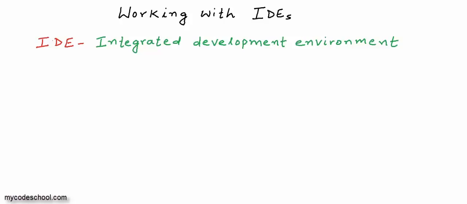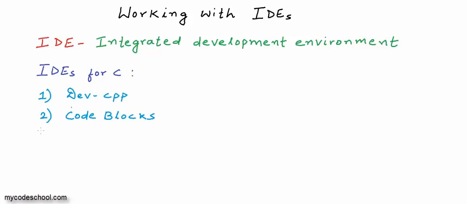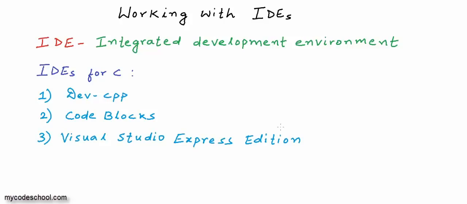IDEs give you a rich editor, a nice user interface, and a bunch of features that help you manage big projects and detect errors in your program. Some of the IDEs that you can use for C are Dev-C++. This is a light one. There is another one named Code Blocks. Visual Studio Express Edition. This one is by Microsoft, and this is what I will use in most of the lessons in this series. There is another one named Eclipse for C, C++. Typically an IDE would support both C and C++.